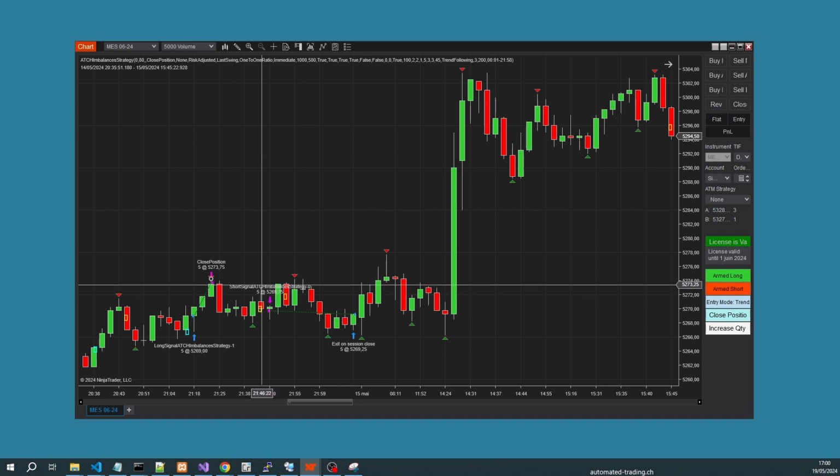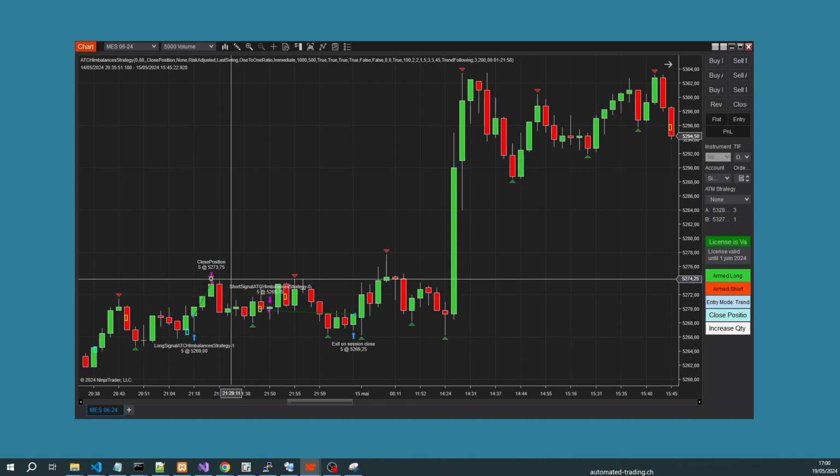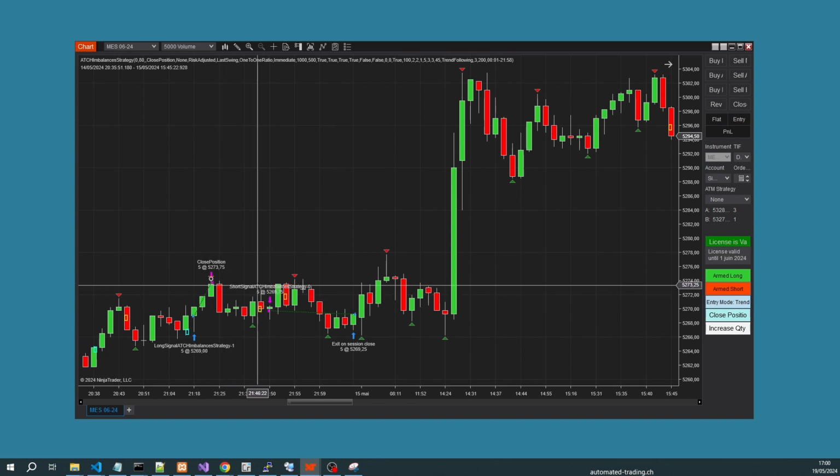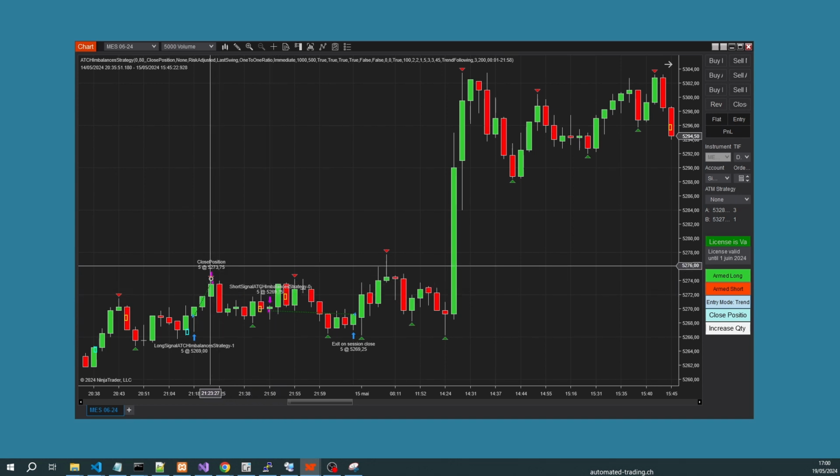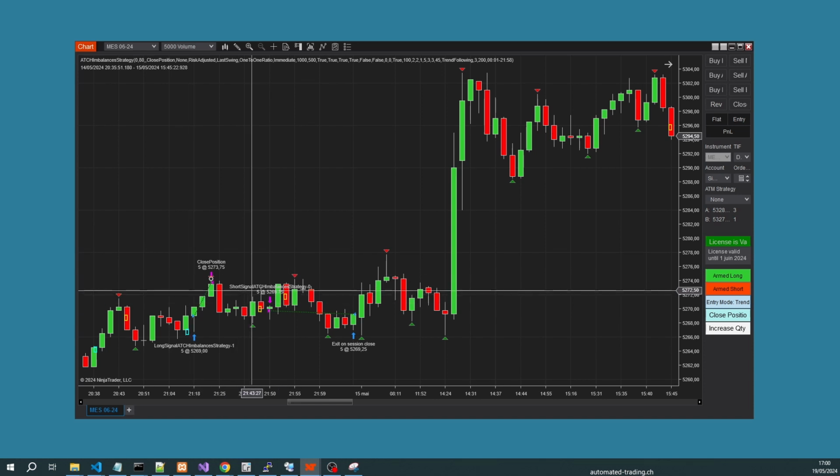So this swing high became invalidated after the position was opened. At the close of this bar, we had two successive decreasing swings, but then this swing disappeared because it was invalidated by this one. So here, of course, the swing filter works.